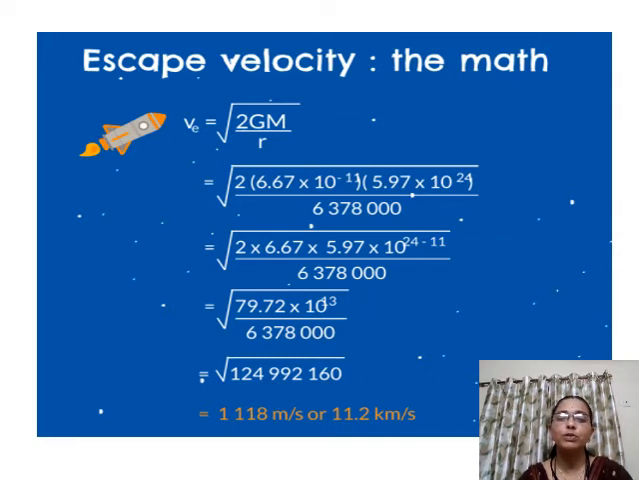Substituting all these values and doing the calculation, we got the answer under root. The number is very big, so we'll convert this into kilometers. We get 11.2 kilometers per second. That means the body has to travel 11.2 kilometers in 1 second to get the velocity to escape from the Earth's gravitational force.